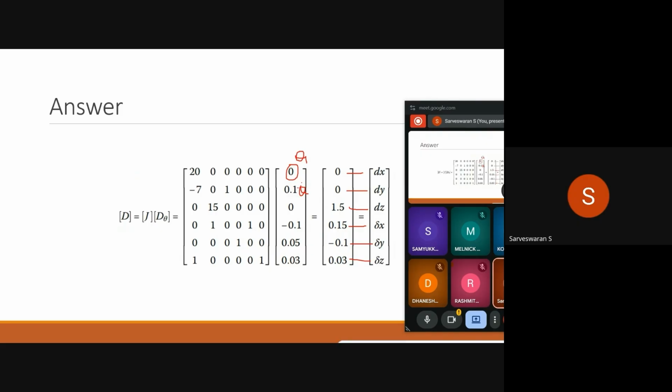0.1 radian is about 5 degrees. So if theta 2 moved 5 degrees at an instant of time, along with theta 3, theta 4, theta 5, and theta 6, these are the changes you find in the linear and angular velocities at the end effector. So these are the joint level changes, and these are the changes at the robotic end effector.